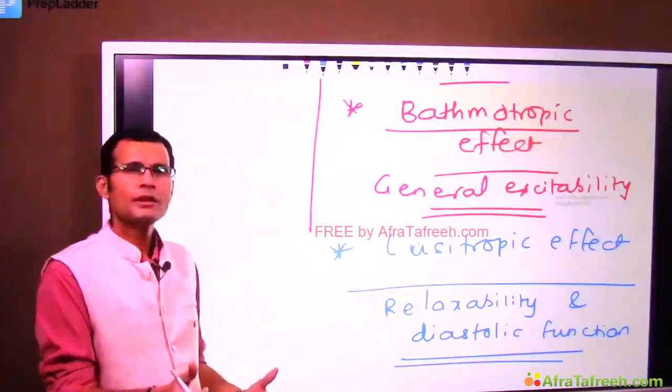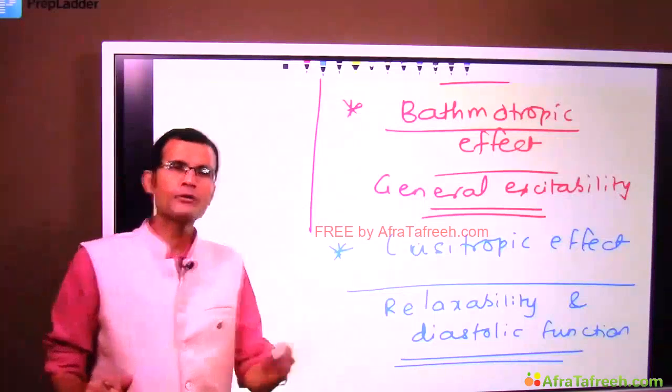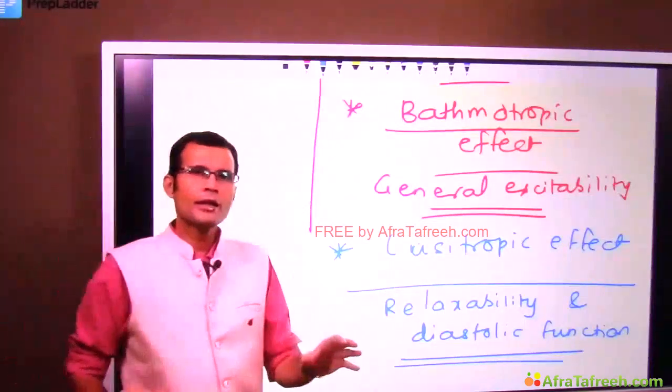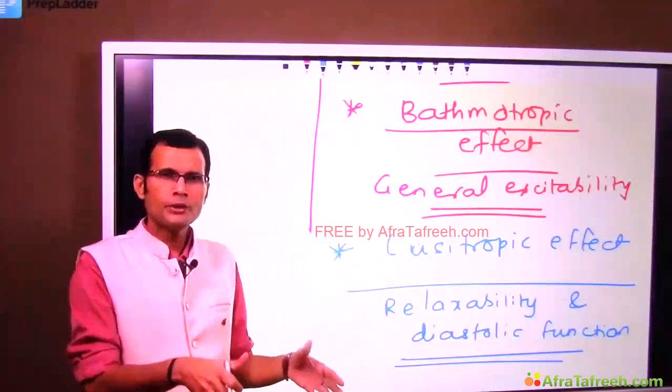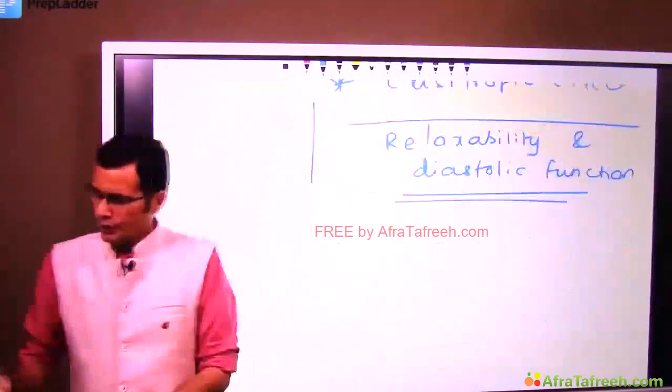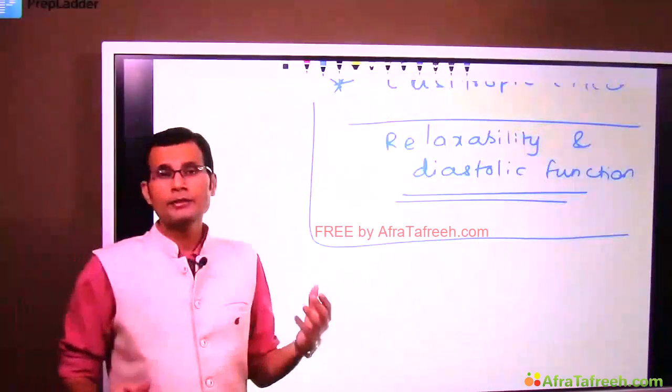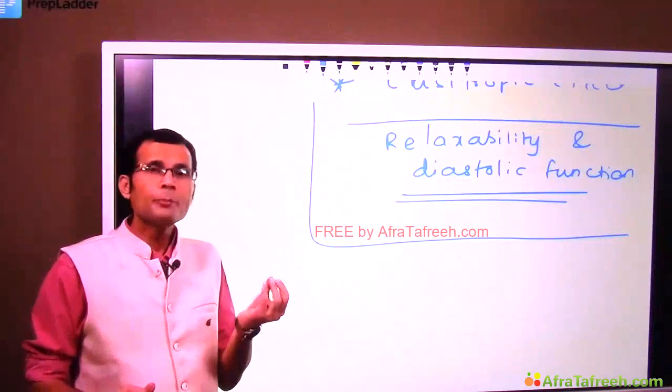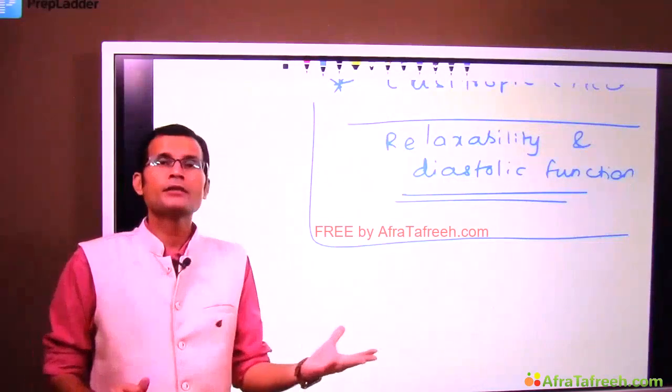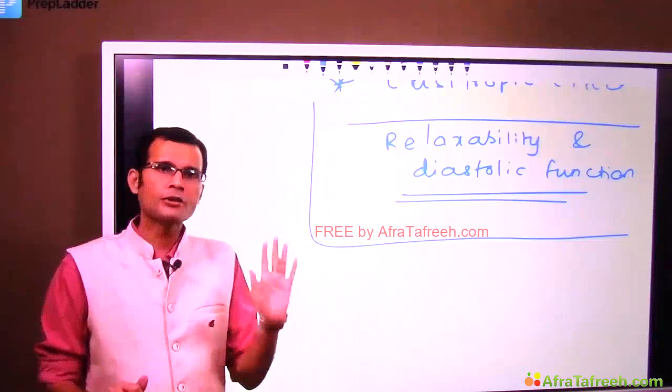Again, sympathetic nerves have positive lusitropy, and vagus does not have a direct effect because it's not innervated into the ventricles. So when I say positive lusitropy, it would mean a better expansibility of the ventricle during diastole.